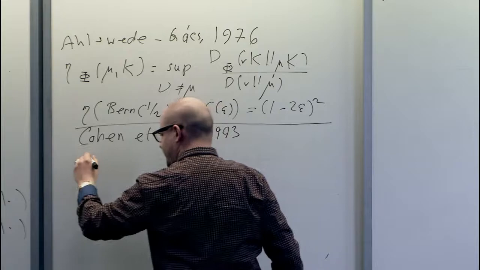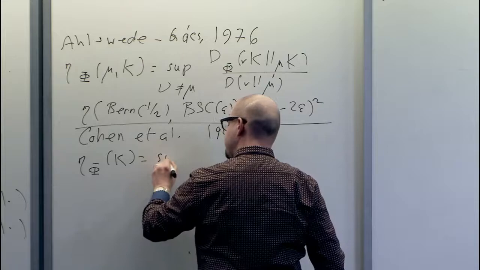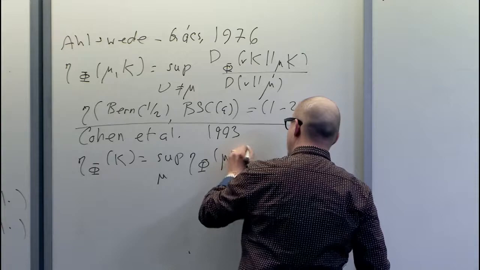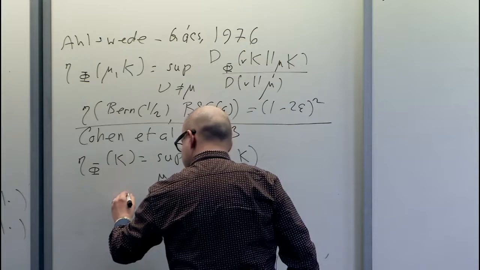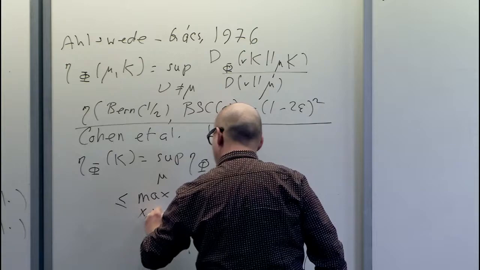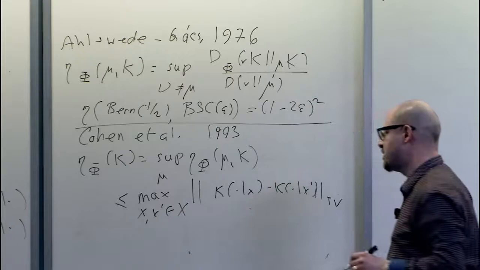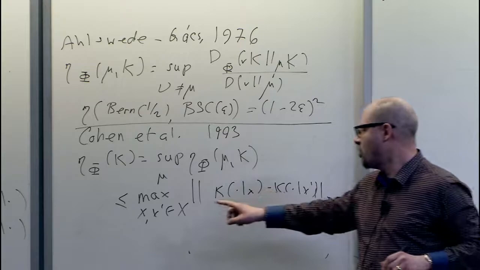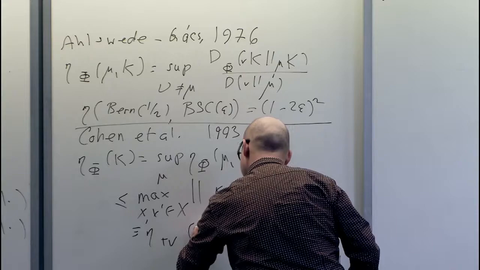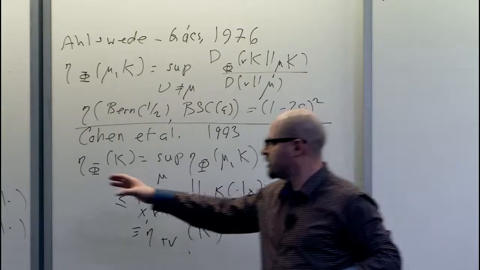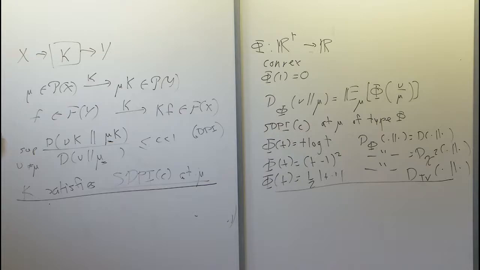First of all, they looked at the case where you define eta phi of K simply by supremizing over the reference distribution. And they showed the following. They showed that for any phi and for any K, this is bounded by the Dobrushin constant of the channel: the maximum over all input letters of the total variation distance between the corresponding output distributions. So this holds for any phi. And moreover, they also showed that this is equal to the total variation contraction coefficient of that channel. So, let phi be 1/2 absolute value of t minus 1, supremize over all mu's. This is exactly achieved.